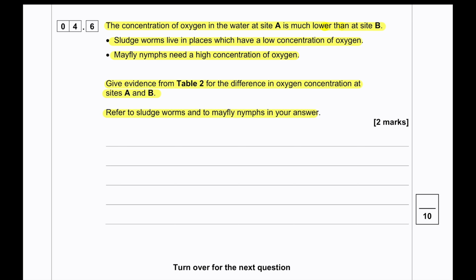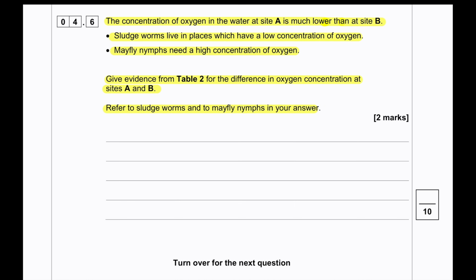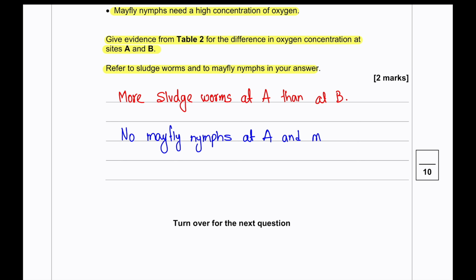So this answer can be simply done in this way. If we look into site B, we can see there are more mayfly nymphs than at site A, because site A has literally 0. But when it comes to sludge worm, there is the highest number at site A, which has very high concentration of sewage compared to site B. So we will write down the answer in this way: more sludge worm at site A than at site B, and for the mayfly, no mayfly nymphs at site A, and mayfly nymphs are present at site B.